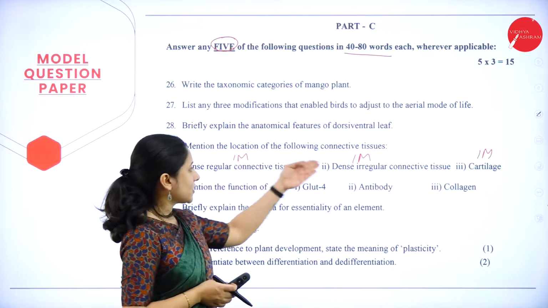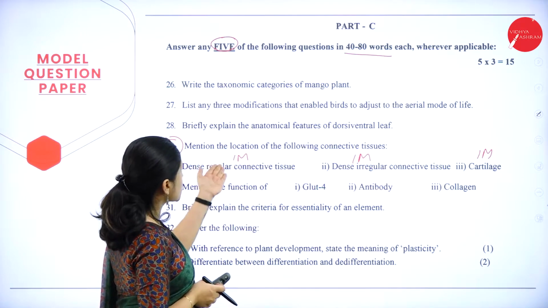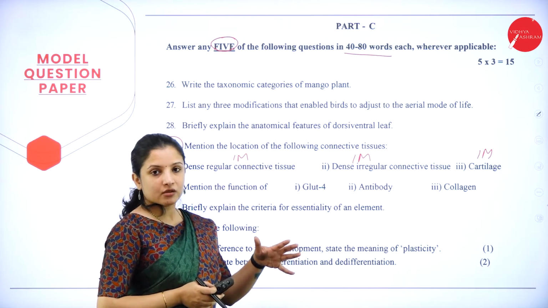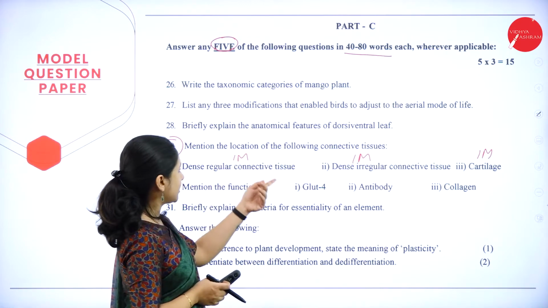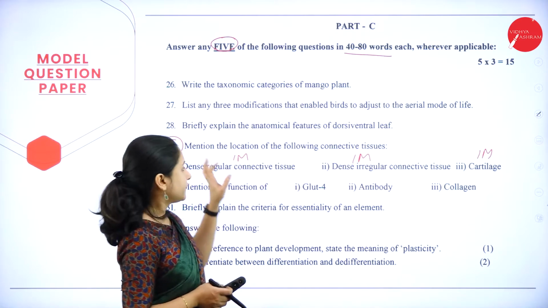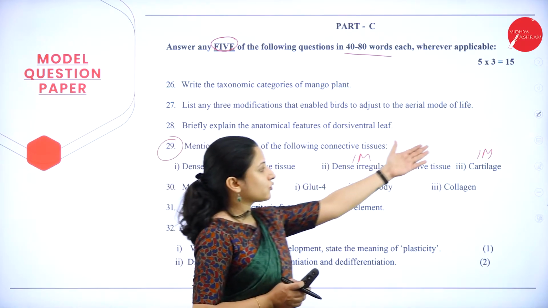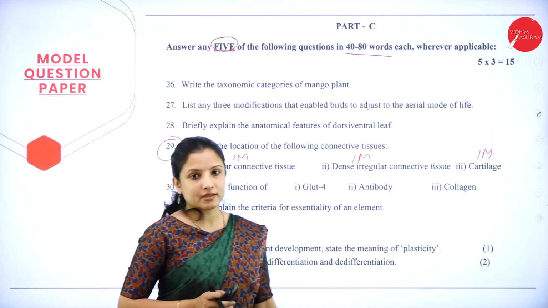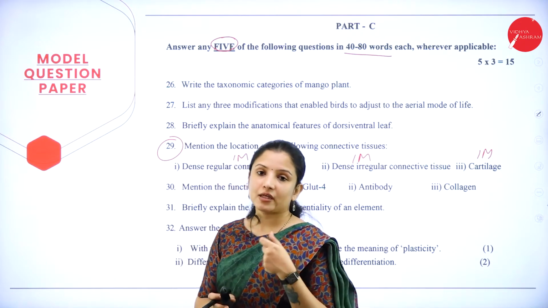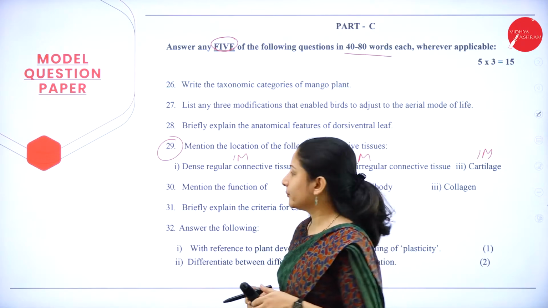But see, 3 sub-questions they have asked. What have they asked? Mention the location of the following connective tissue. So you should mention the location of dense regular connective tissue, dense irregular connective tissue and cartilage tissue. If you mention all the 3, then you'll get 3 marks. You know 2 and you don't know the other one, then you'll get 2 marks. So that is how they split and ask. So it is very, very important to read everything that is there in the biology book.